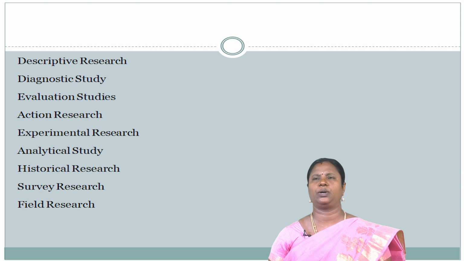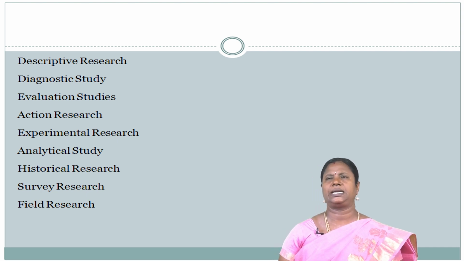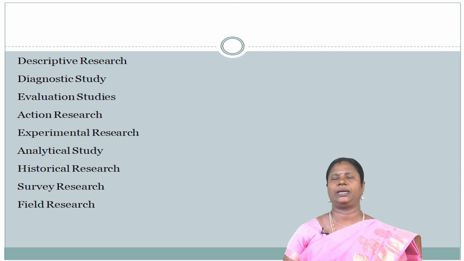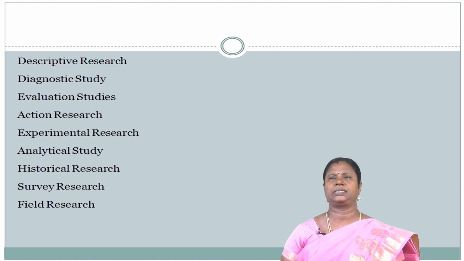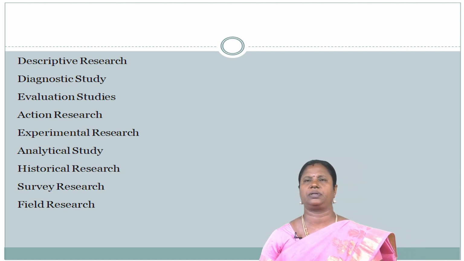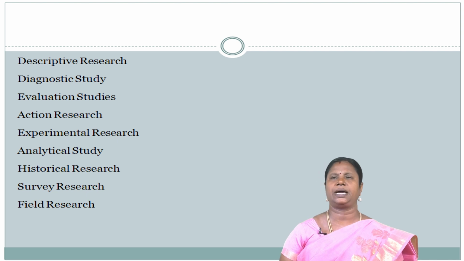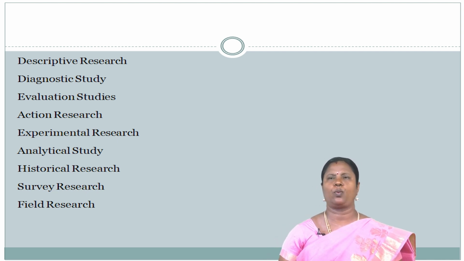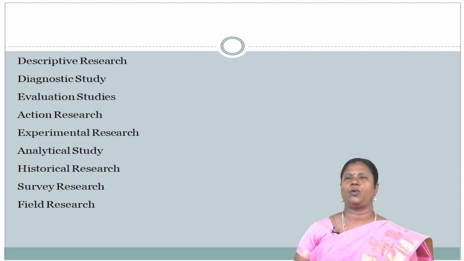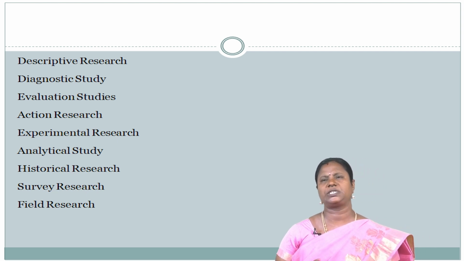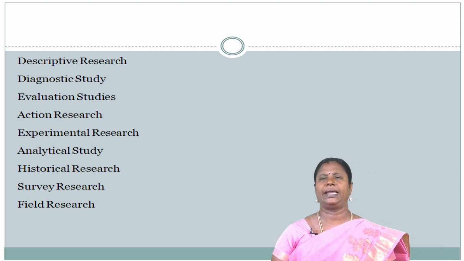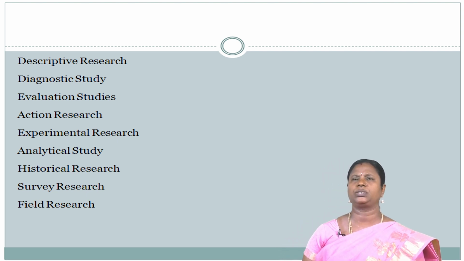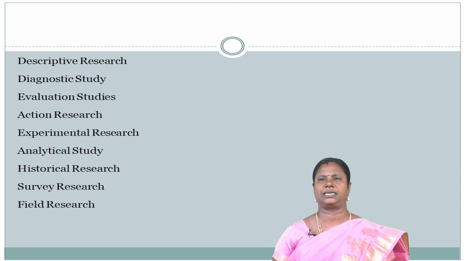Next, descriptive research. It is a fact-finding investigation with adequate interpretation. It is the simplest type of research. It is designed to gather descriptive information and provides information for formulating more sophisticated studies. Data are collected using observation, interviews and mail questionnaires, etc.